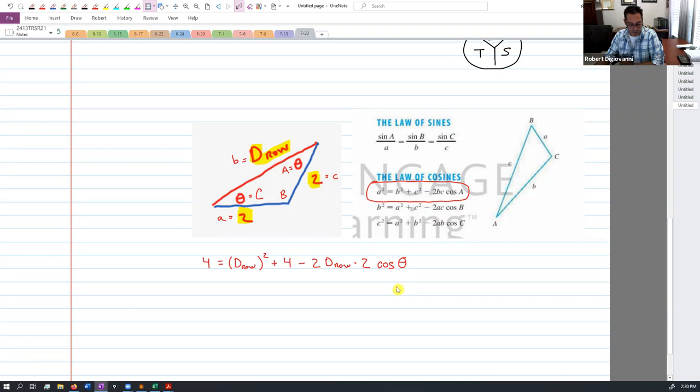So let's see what happens here. Fours cancel. So we get zero equals the distance we row squared minus four times the distance we row times cosine of theta.